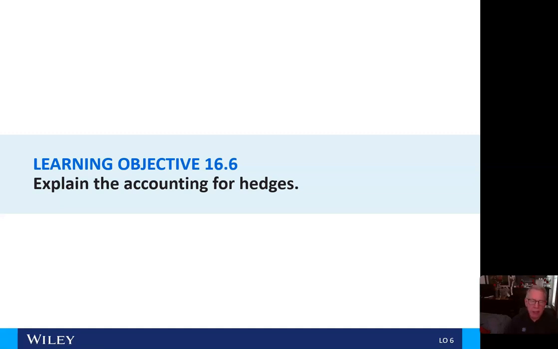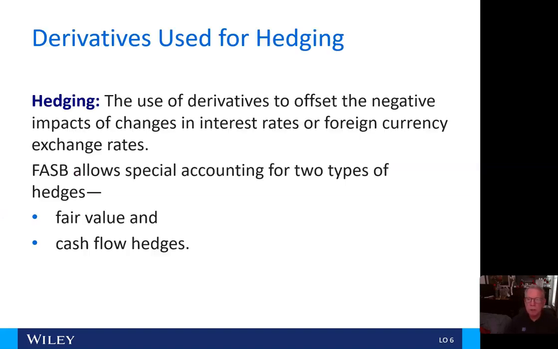Okay, now we're going to take a look at hedges. Again, a very complex subject. Here, hedging is defined as the use of derivatives to offset the negative impacts of changes in interest rates or foreign currency exchange rates. Once upon a time, I became quite an expert at knowing the relationship between the dollar and the Japanese yen, which I really needed to do to make sure that my company was protected by hedging.